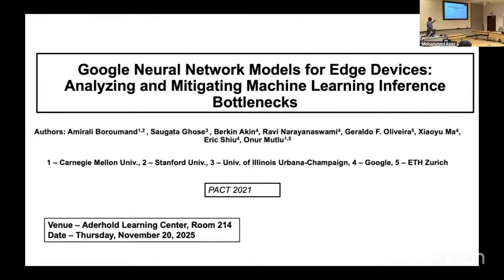So what I'm going to be talking about today is neural network models for edge devices. Basically, the idea behind today's talk is that we are going to be analyzing what the bottlenecks are in neural network models for edge devices, and also figuring out how we can mitigate these bottlenecks.